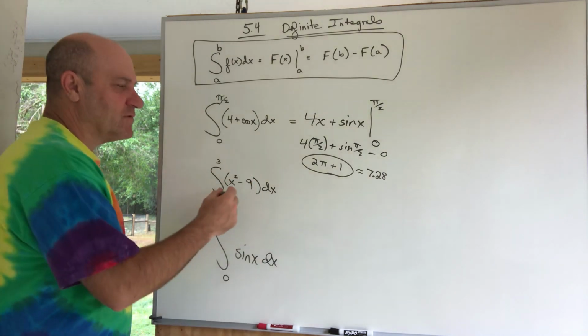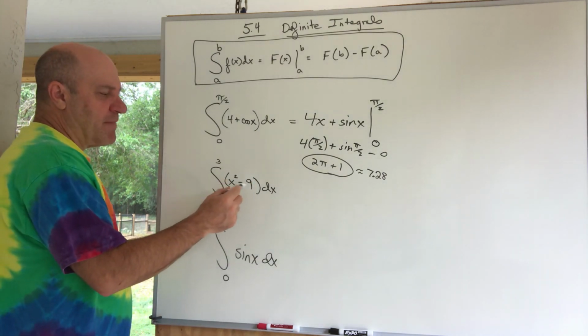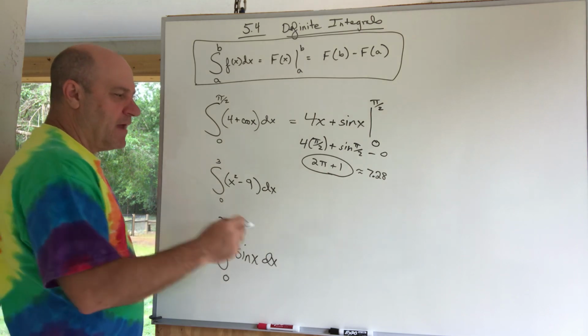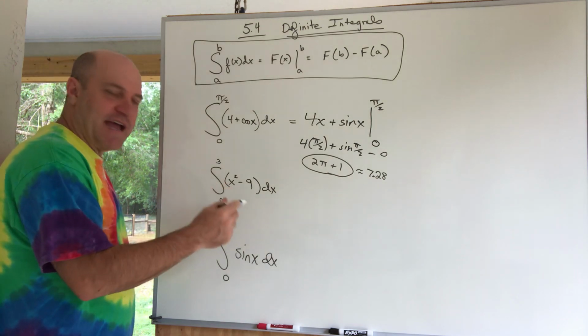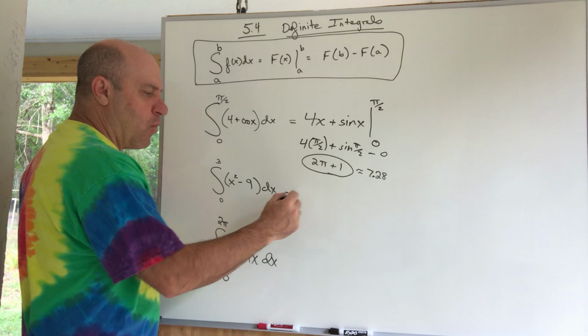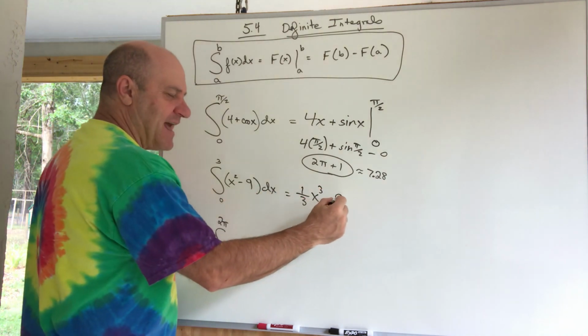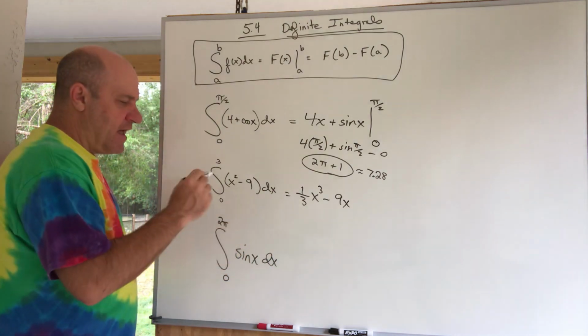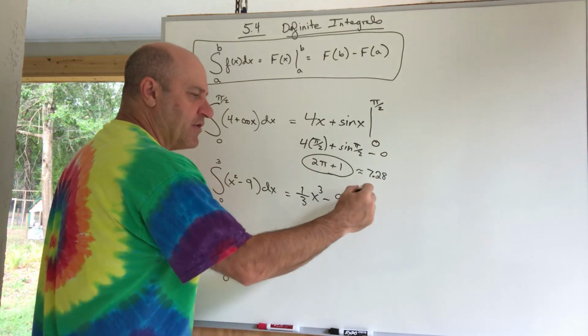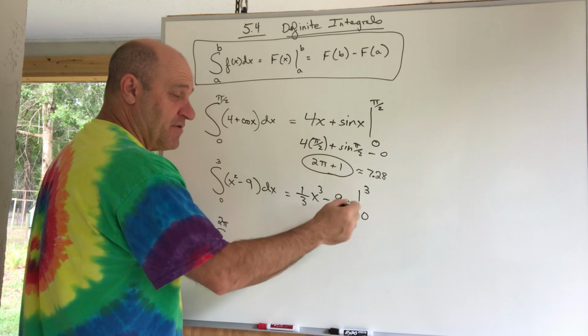Okay, let's try this one. Here's an integral, x squared minus 9 from 0 to 3. Okay, I'm going to do the antiderivative. X squared, that's 1/3 x cubed, right, you guys? Plus, minus a 9x. Okay, thank you. And from 0 to 3, I plug in my 3, I plug in my 0, and I subtract.